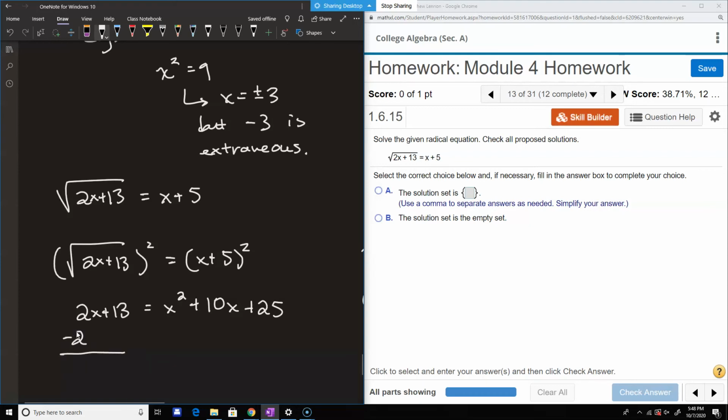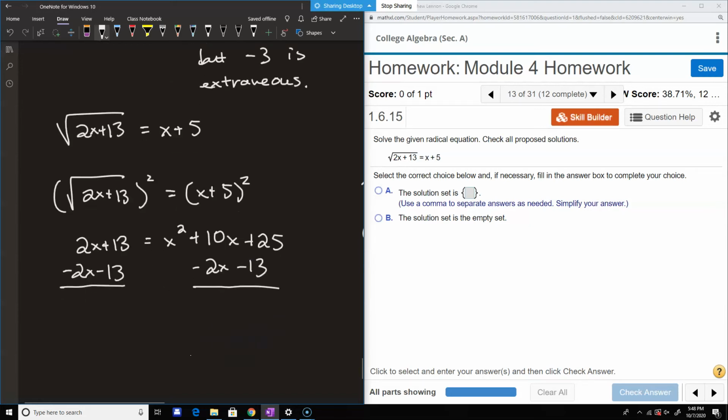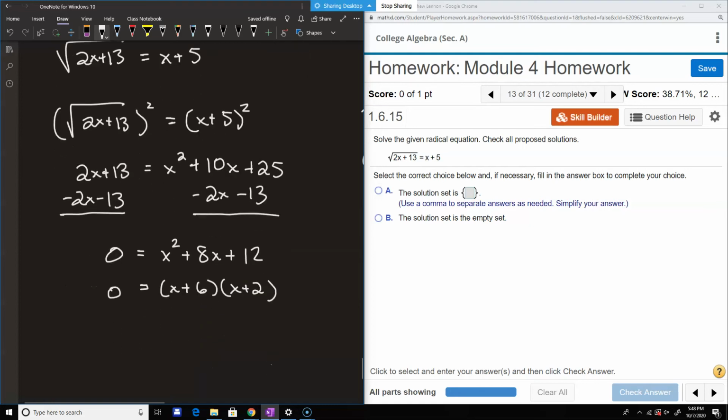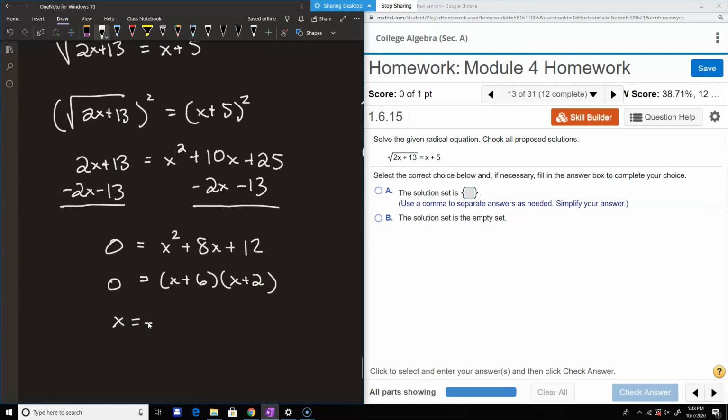So I'm going to subtract the 2x and also the 13. So it's 0 equals x squared plus 8x plus 12. And luckily this one factors, right? 2 times 6 is 12, and 2 plus 6 is 8. So this will factor into x plus 6 times x plus 2. And we get two answers there, right? X equals negative 6, or x equals negative 2.